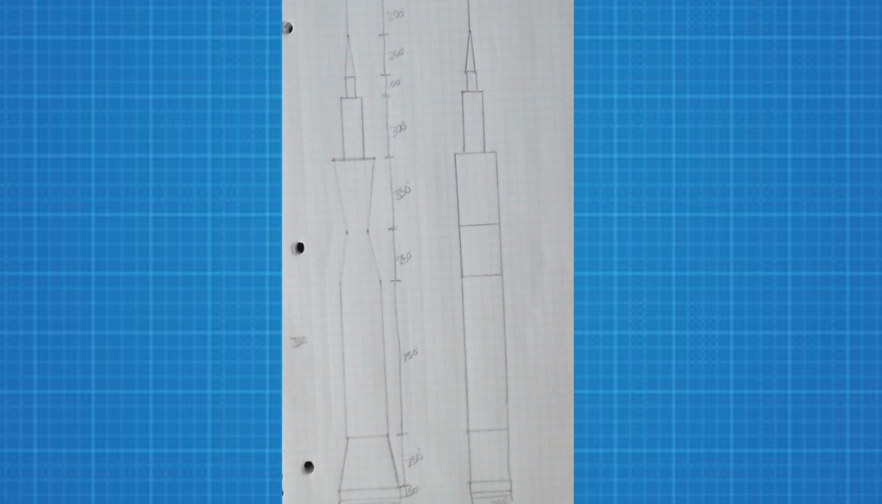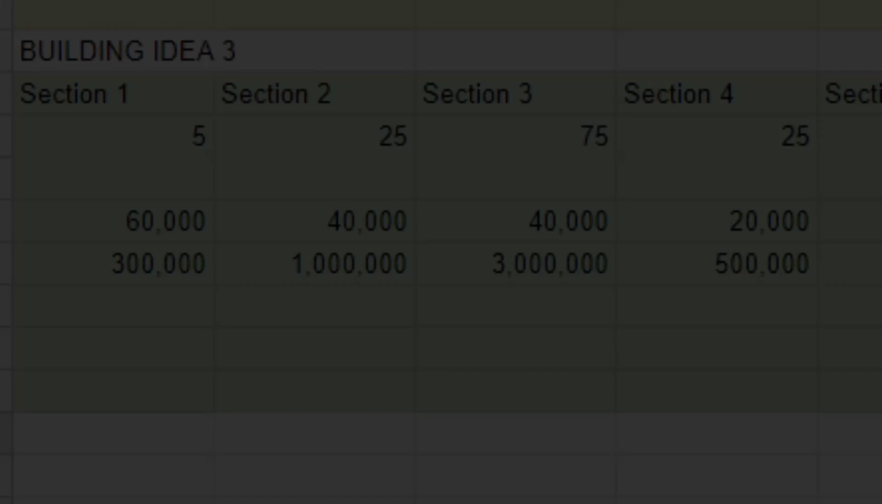Alright, now time for the third design. Alright, so this is my third design. It's 300 by 200 feet. It is still 2,550 feet tall. The same height, same everything. Now time for the cost analysis.